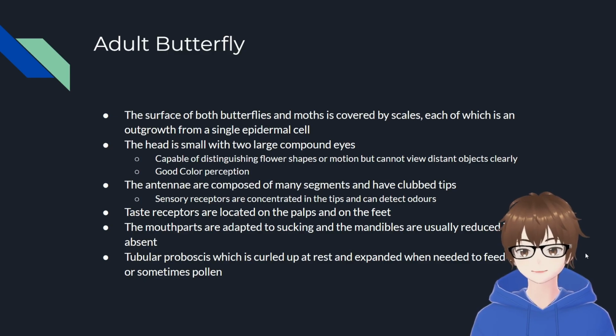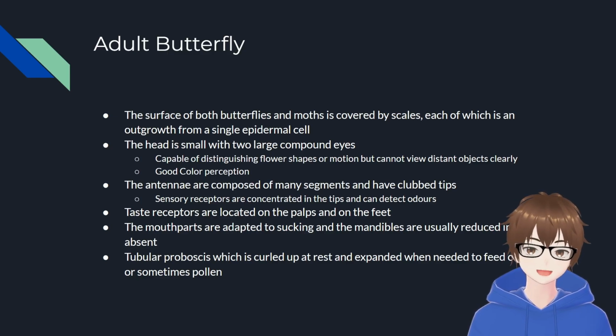So then finally, we have gone through the egg, the larval stage of a caterpillar, and the pupa stage, the chrysalis. So now we are at the adult butterfly stage. The surface of both butterflies and moths is covered by scales, each of which is an outgrowth from a single epidermal cell. The head is small with large compound eyes, capable of distinguishing flower shape or motion, but cannot view distant objects clearly. But they also do have good color perception.